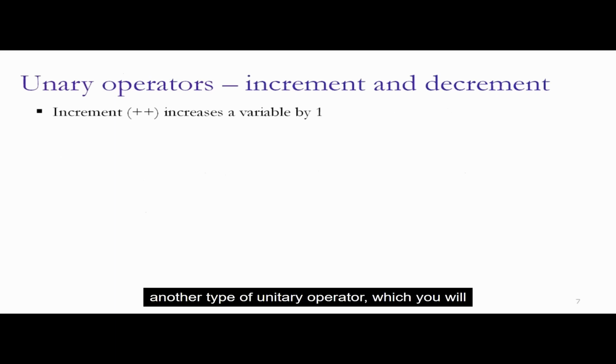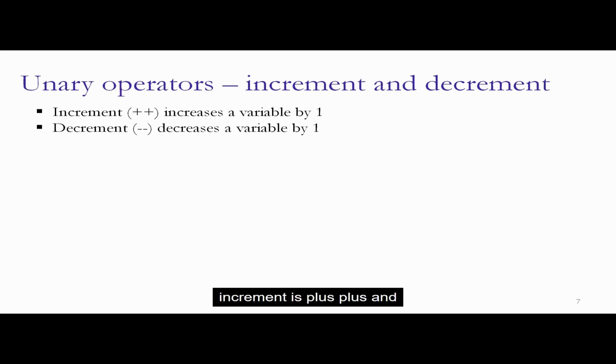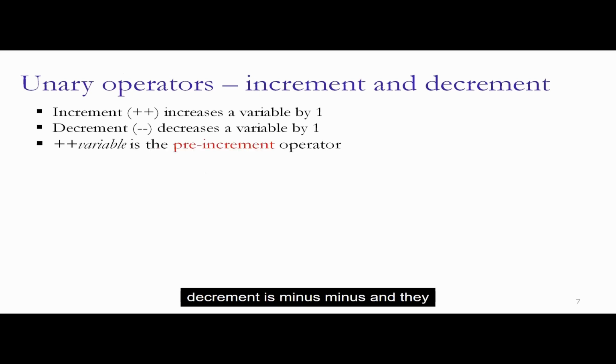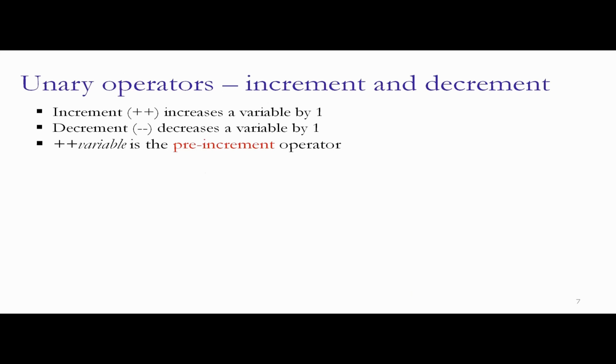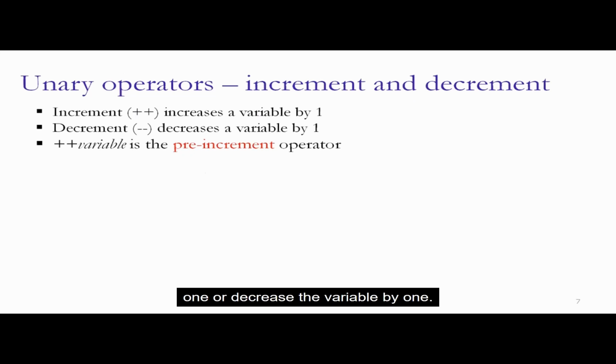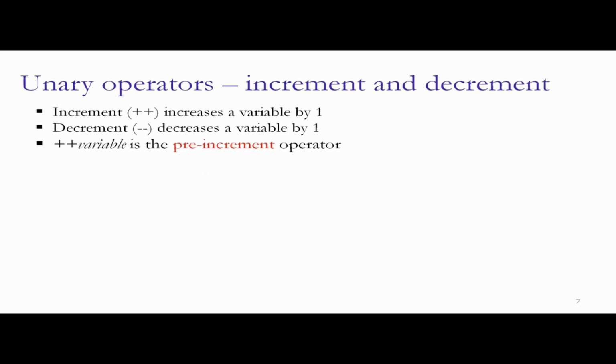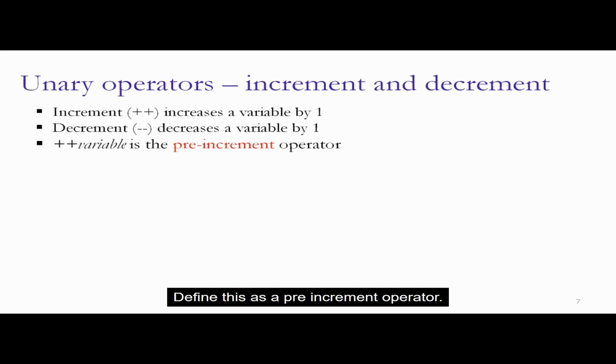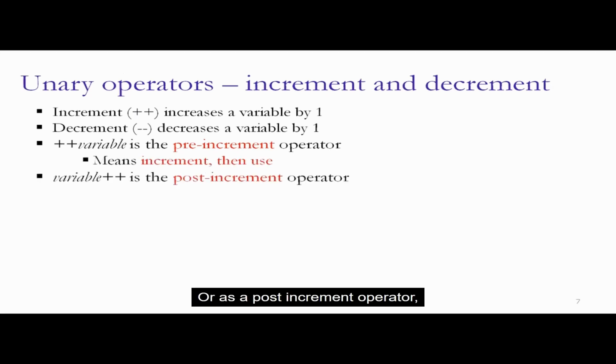Another type of unary operator, which you will be using a whole lot of when we start doing loops, is the increment and decrement operator. Increment is plus plus and decrement is minus minus, and they basically just either increase the variable by one or decrease the variable by one. You can define this as a pre-increment operator or as a post-increment operator.